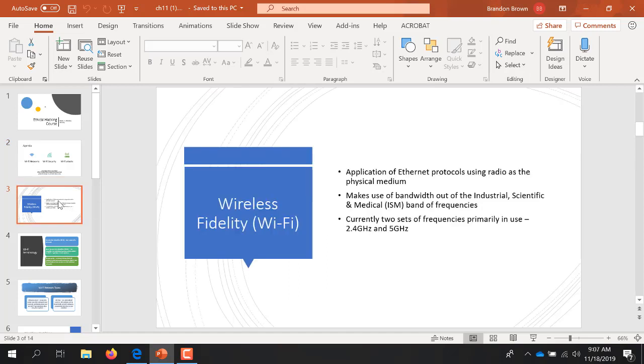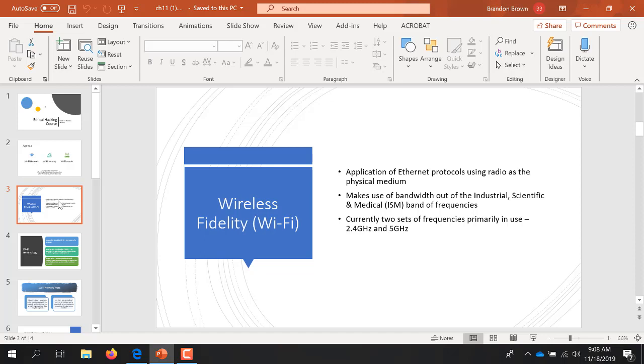So what is Wi-Fi? Wireless fidelity, which is what it is short for, is an application of the Ethernet protocol using radio as its physical medium. It uses carrier sense multiple access with collision avoidance, very similarly to how the old token ring used that for collision avoidance and collision control, as well as media access onto the radio signal.